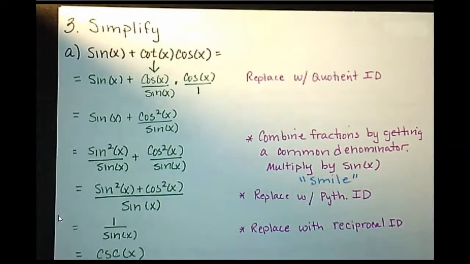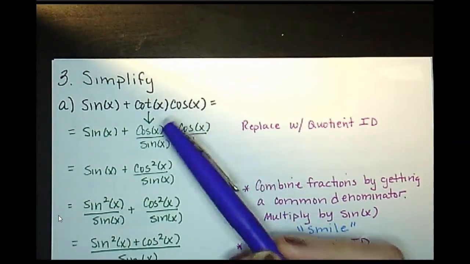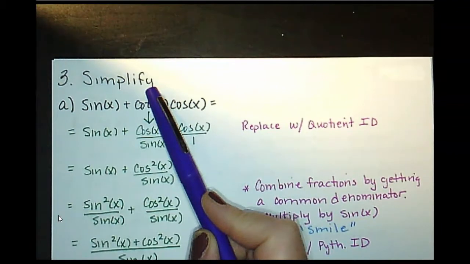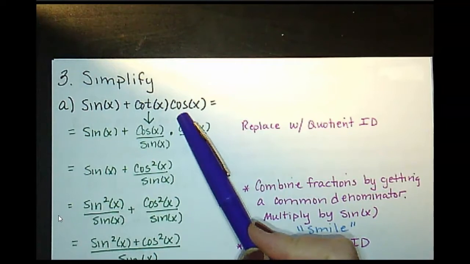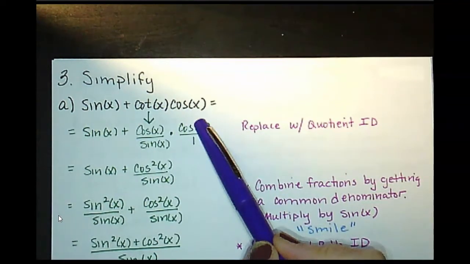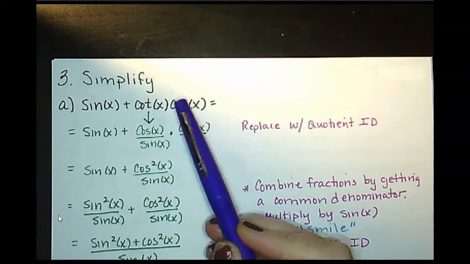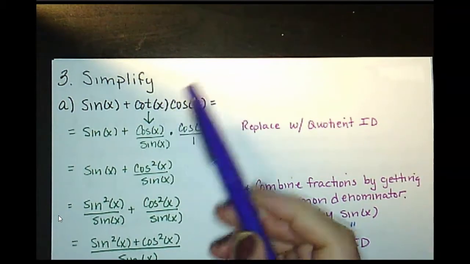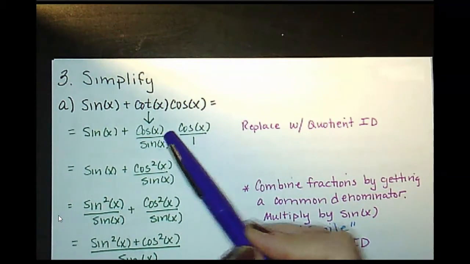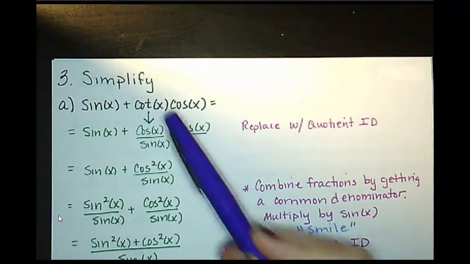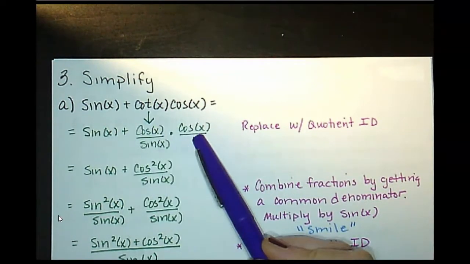All right, on number 3, we have simplifying as our directions. That means we can replace and simplify until I can simplify no further. The problem is sine of x plus cotan x cosine x. I am not in the same trig units, so I can't factor. But I'm going to take cotan x and change it into cosine x over sine x. That is my quotient identity. So I replaced this one with the quotient identity. Now I have this problem right here.